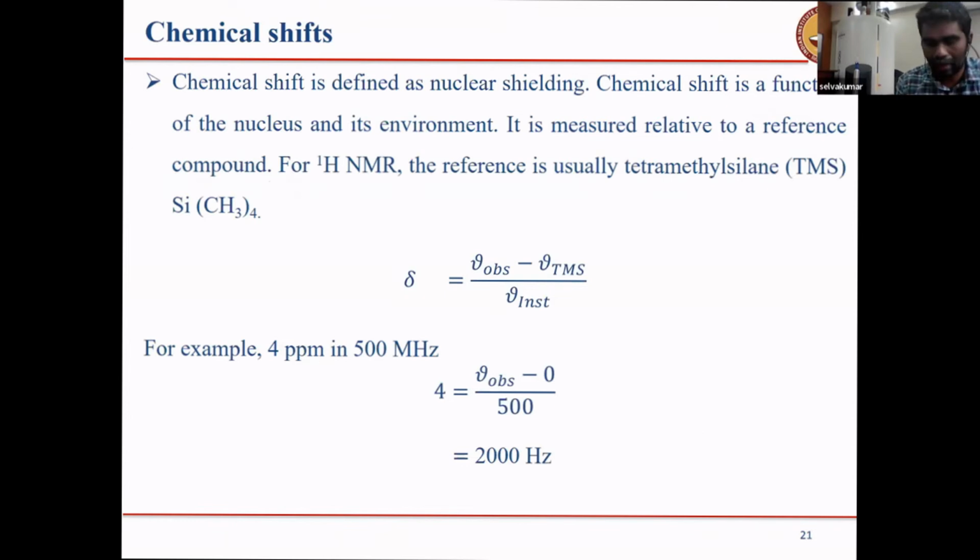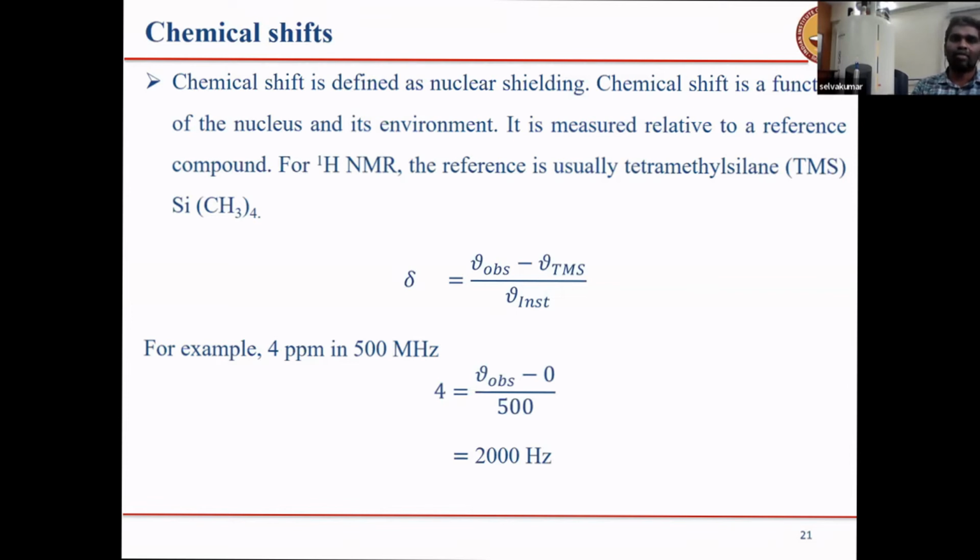The NMR spectrum we will get is in chemical shift. The chemical shift is defined as nuclear shielding. Chemical shift is a function of the nucleus and its environment. It is measured relative to a reference compound. For example, the proton NMR reference is usually tetramethylsilane, TMS. TMS is the internal standard. Chemical shift equals observed frequency minus TMS frequency, divided by instrument frequency.